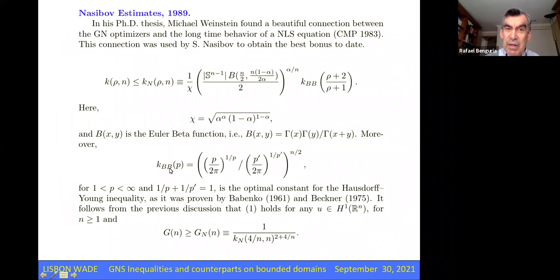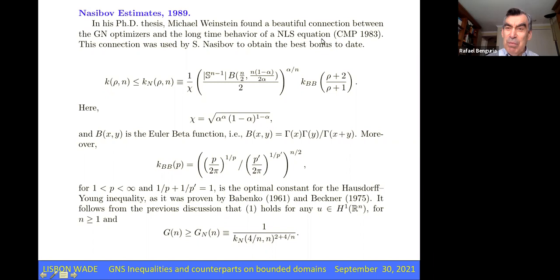I'm going to say a few words about the sharp constant. There are a little bit of messy connections here, but the Nasibov estimates were based on a previous result by Michael Weinstein in his PhD thesis. When he did his PhD, Michael Weinstein found the connection between the Gagliardo-Nirenberg optimizers and the long-time behavior of the nonlinear Schrödinger equation, published in Communications in Mathematical Physics in 83. The connection was then used by Sharif Nasibov to obtain the best bounds. Actually, here there is a typo: not bonus, the best bounds today.